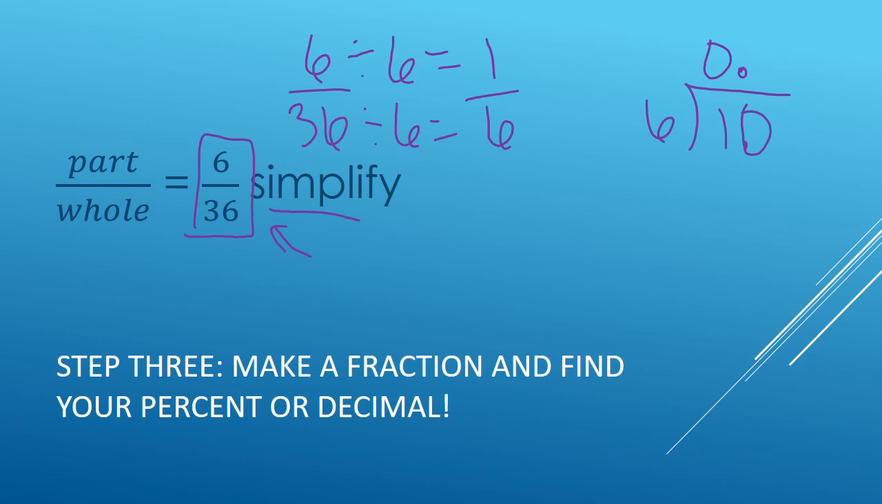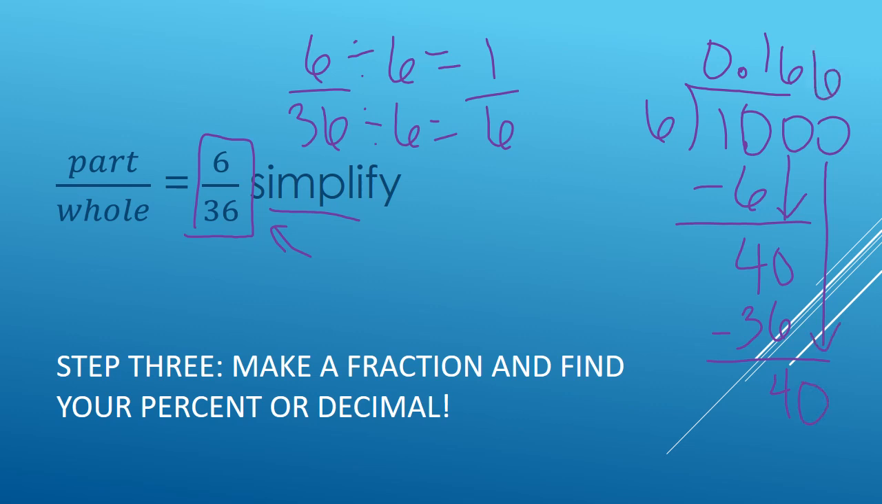6 goes into 10 one time. 1 times 6 is 6. Subtract that. 10 minus 6 is 4. Add the 0. 6 goes into 40 6 times. 6 times 6 is 36. 40 minus 36 is 4. Add another 0. Drop that down. It looks like it's just going to keep going, so I'm going to stop there. Now I know my decimal is 0.166. Just move the decimal point 2 places, and that gives me my percent.